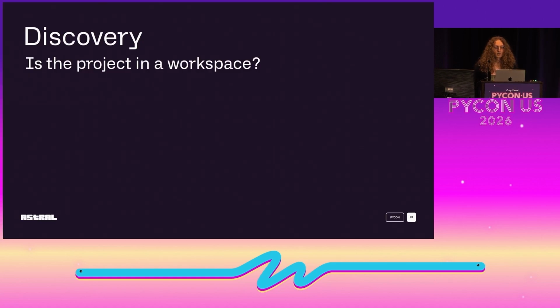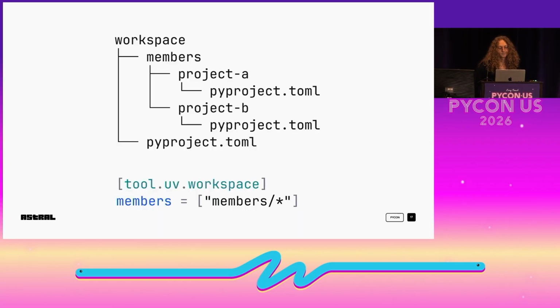After finding a pyproject.toml, we need to keep going to see if there's a workspace root above it, since a workspace can define additional settings and metadata for the project. This is an example workspace, as well as the configuration for finding the members. After finding the workspace root, we need to materialize the configuration and metadata of all of the workspace members.